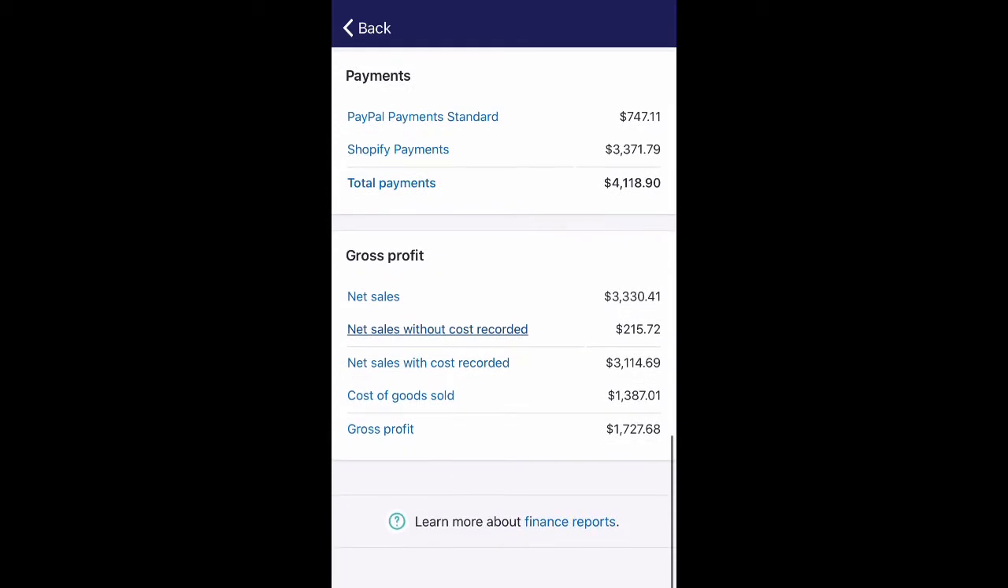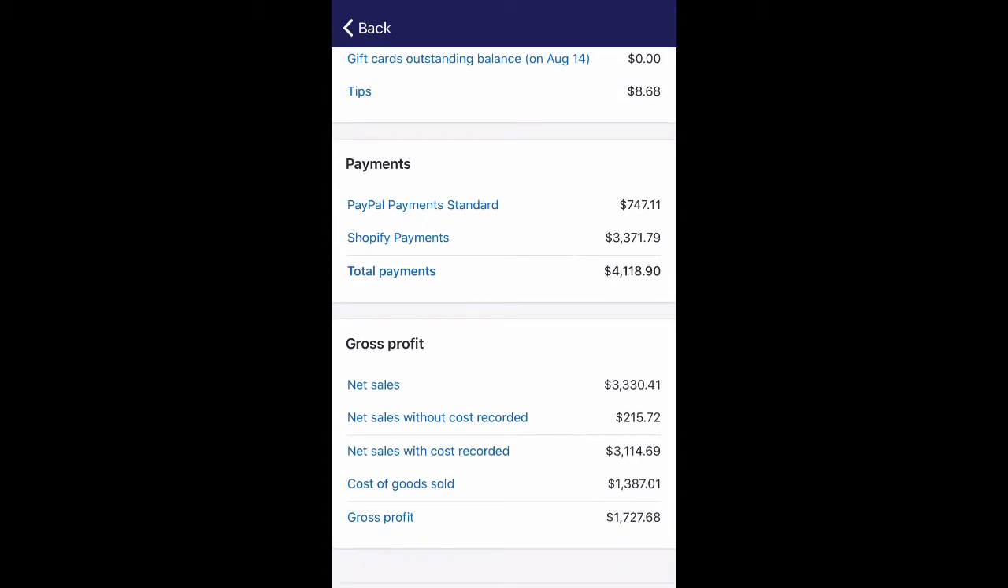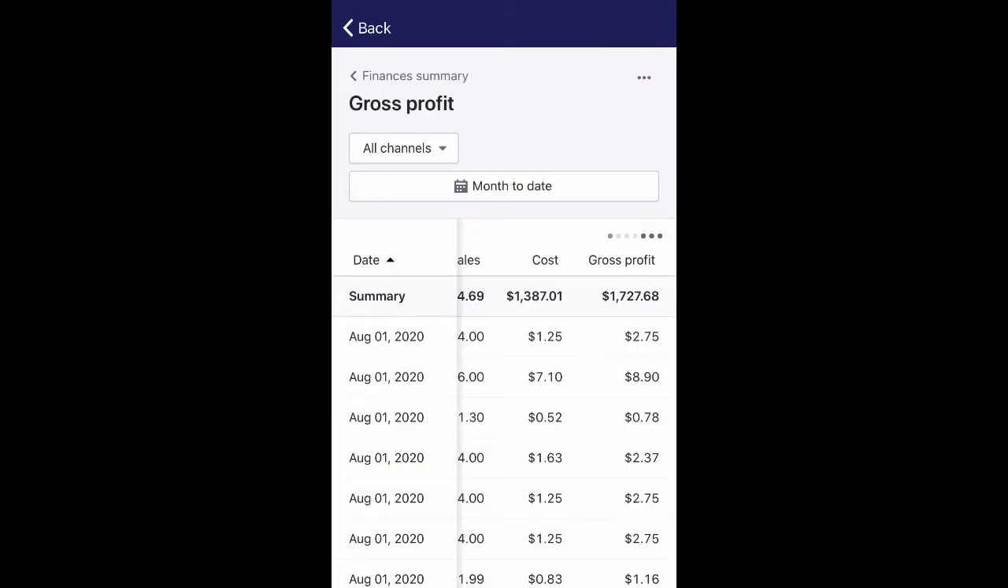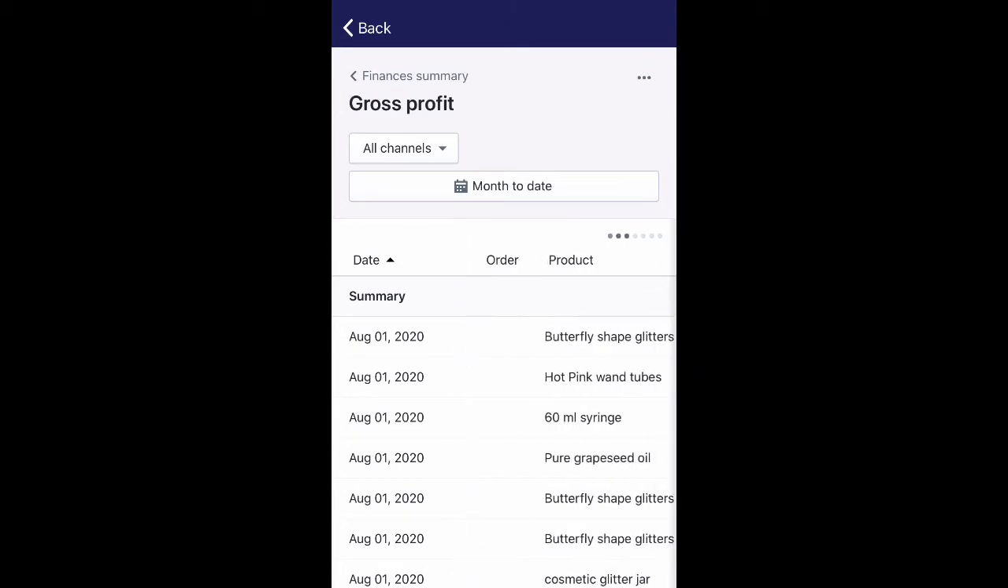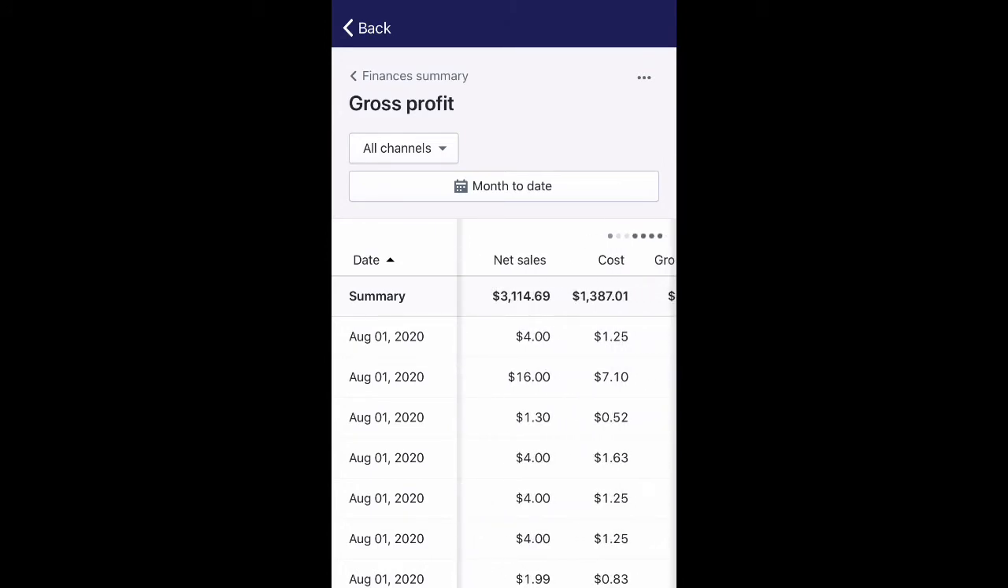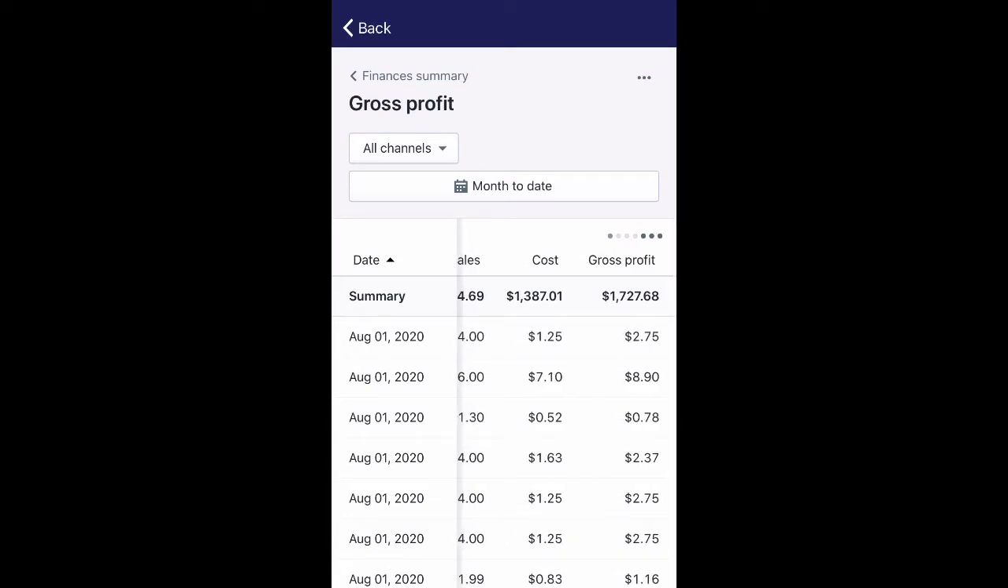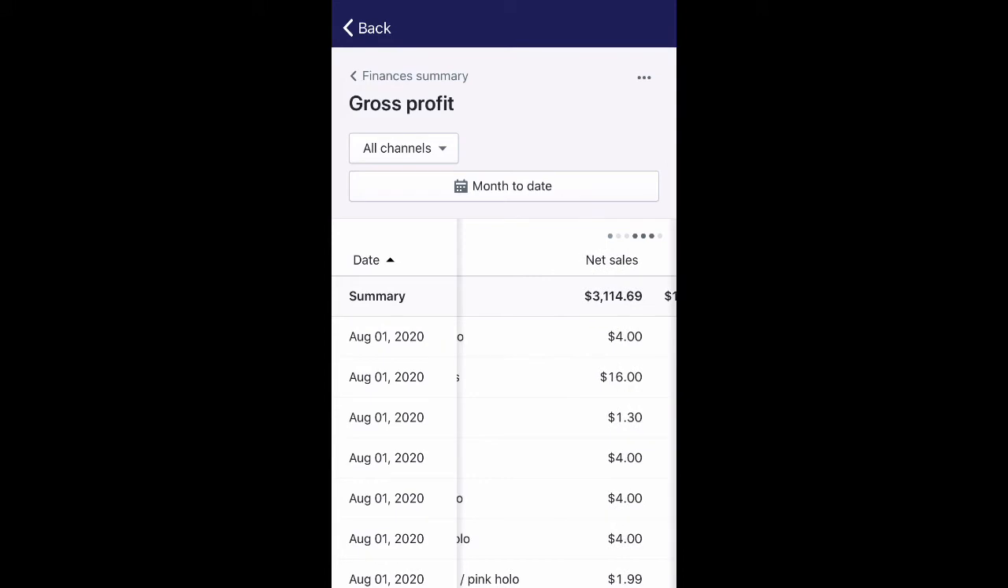And then down here, it tells you about your gross profit. It shows your net sales without cost recorded, and net sales with cost recorded, and then cost of goods sold, and then gross profit. So here, my net sales so far in August is $3,000, and the cost of the product for all the products that I sell in total is $1,000 and whatever, and then my gross profit is $1,700.